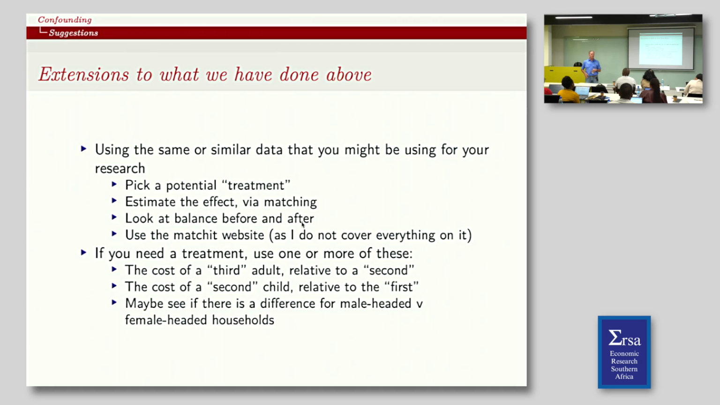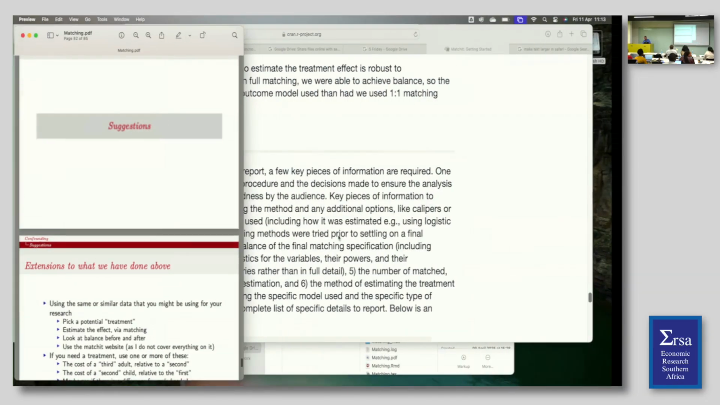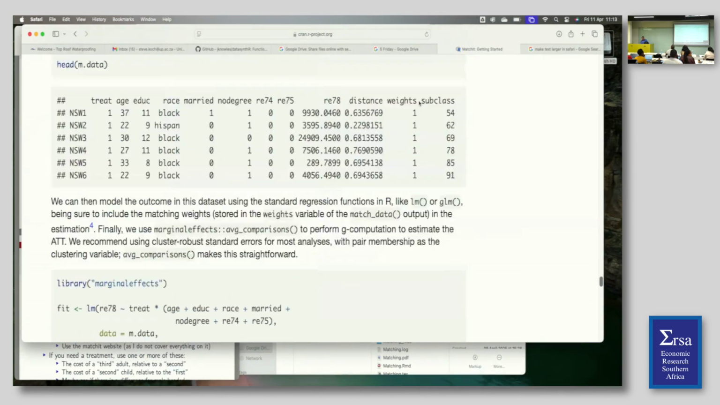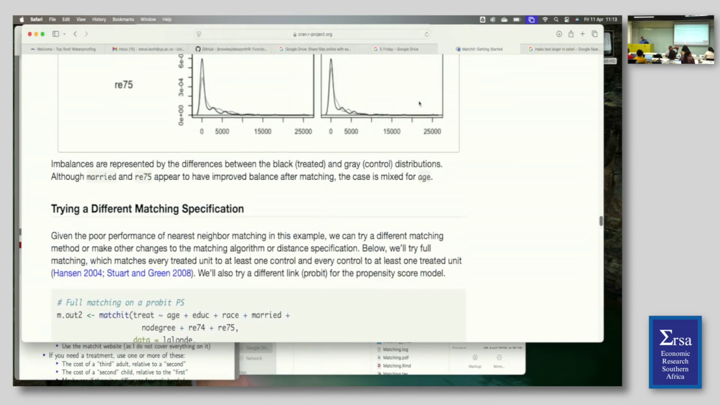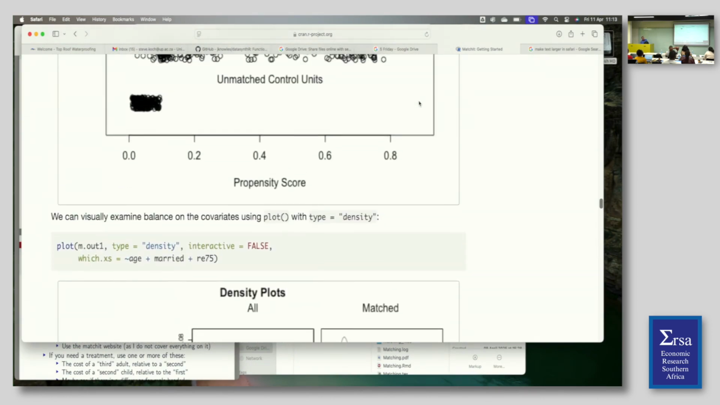So let's try this. There's the web page, which is the Match It web page. It shows you sort of what to do, tells you what the code is. On the drive should be the data. It's an R data file. And see if you can replicate my results.